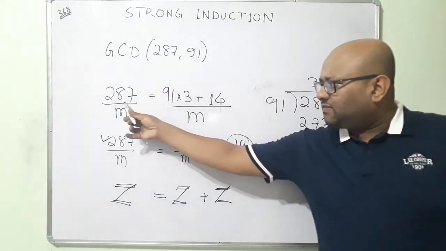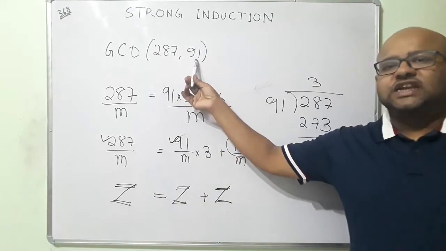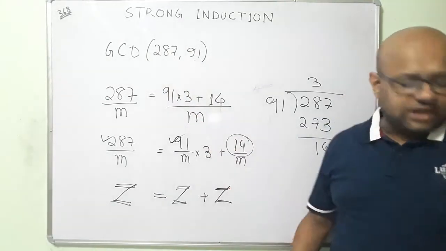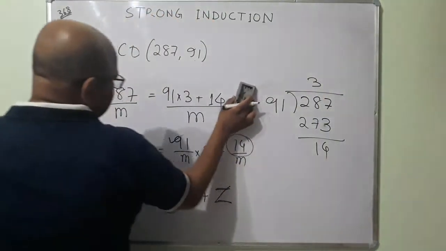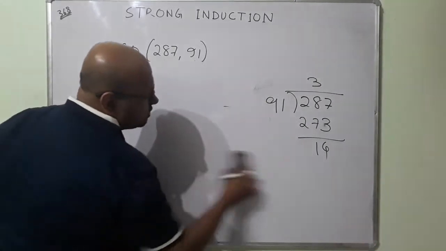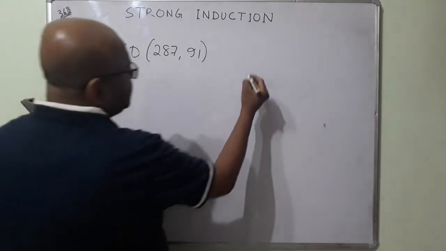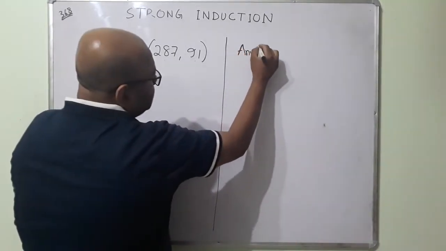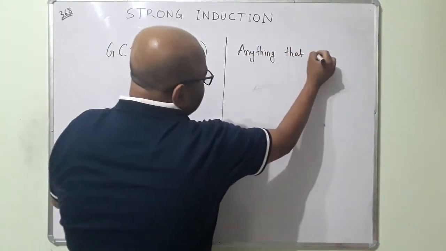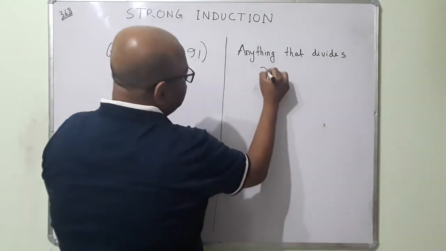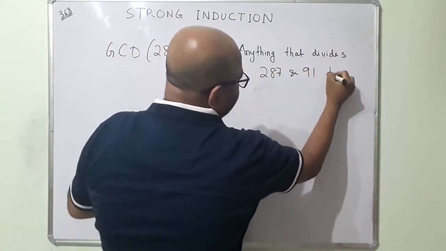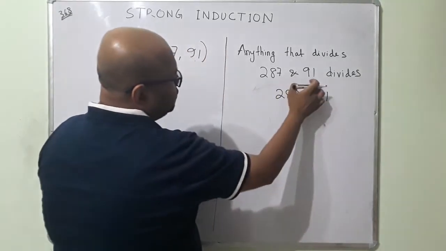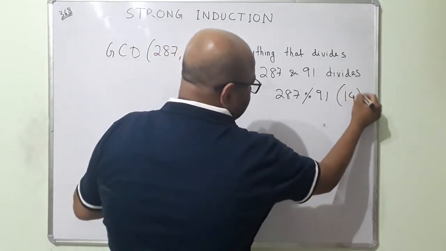Okay, so we know if m divides this and m divides this, if m divides 287 and m divides 91, then m should divide the remainder when we divide 287 by 91. Okay, so m should divide 14. Now one more thing, so let me write this down first, what I have observed. Okay, I have observed that anything that divides 287 and 91 divides 287 mod 91, that is the remainder that we get when we divide 287 by 91. This is 14. Okay, this is our observation 1.